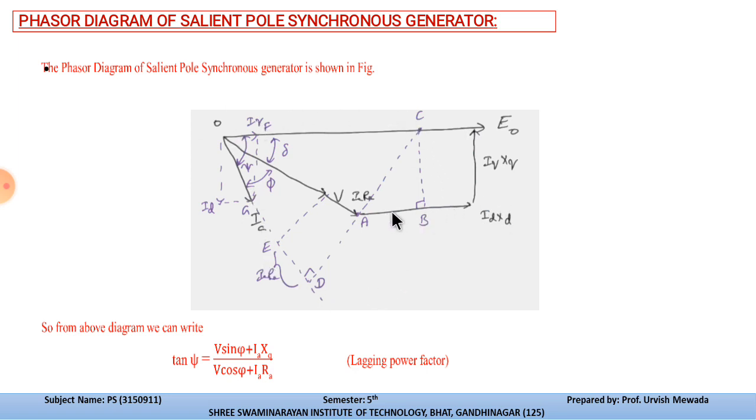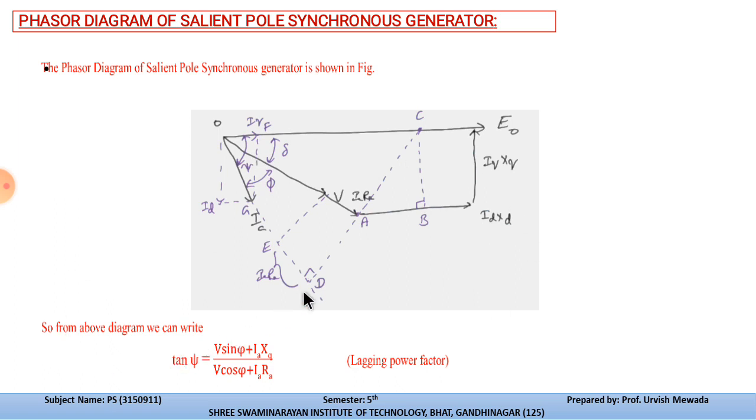So over here you can see that OV, suppose you put OA, then OA is the combination of OV plus IaRa, and after A2, supposing here if we give D, then A2D is the IdXd, and this is the B2C, IqXq. So from that we can write the equation of E, the output of the generator, using this phasor diagram.